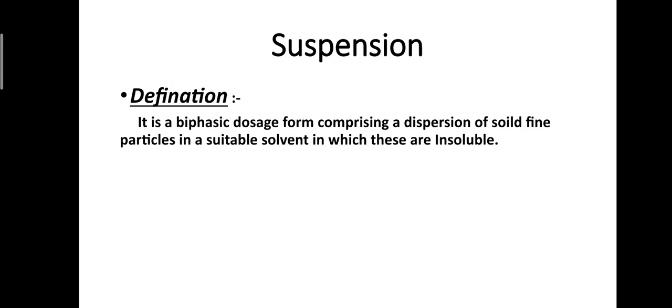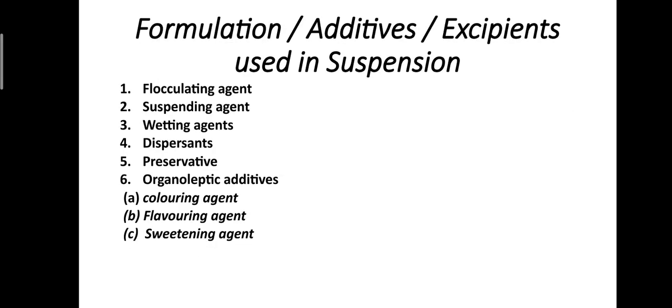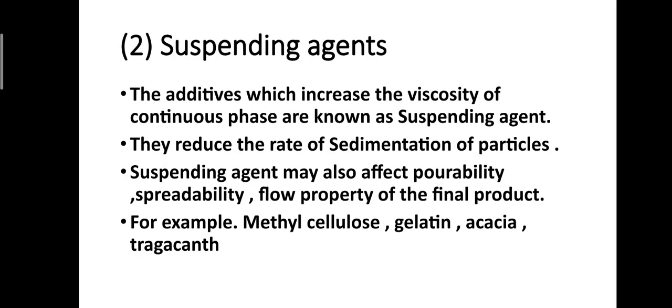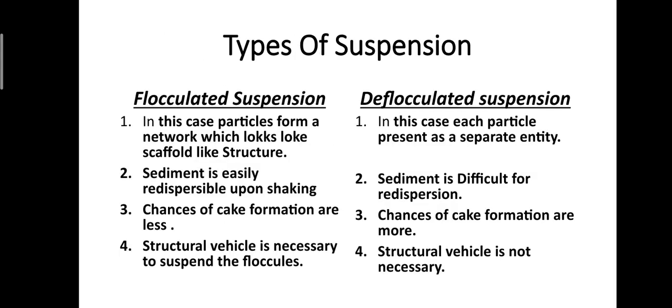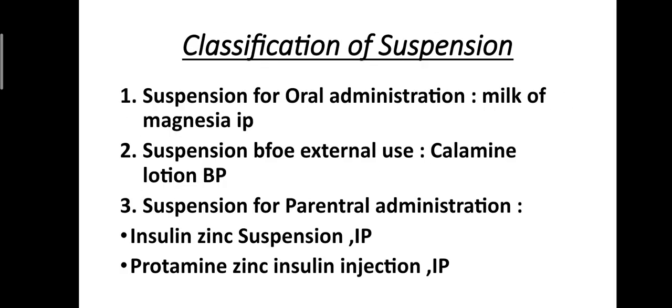So friends, I want to share some important questions about the chapter for annual exams. First question: define suspension and give ideal properties of suspension. Next question: enlist the additives used in suspension, or enlist the suspending agents used in suspension. Second question: give the difference between flocculated suspension and deflocculated suspension for 2 marks. Or third, classification of suspension. These are the important questions about this chapter.